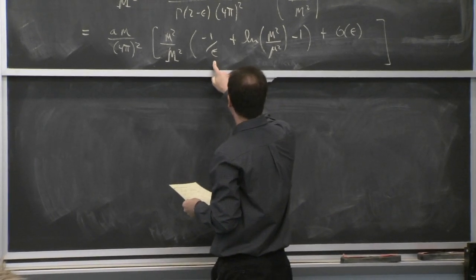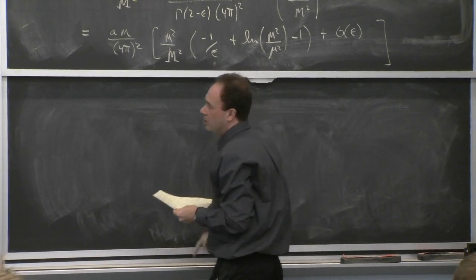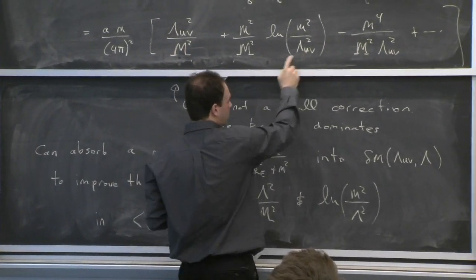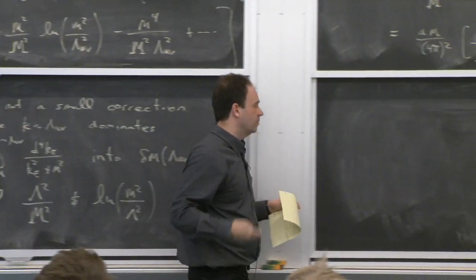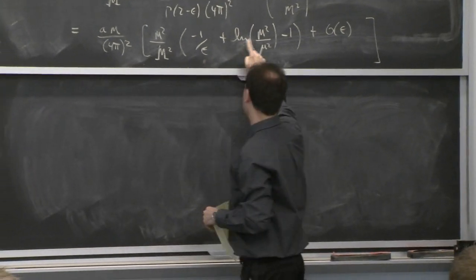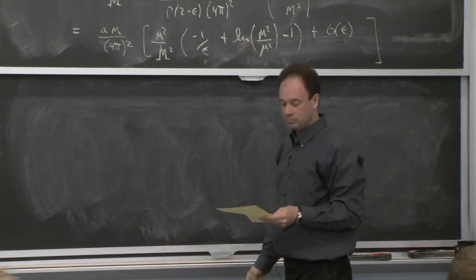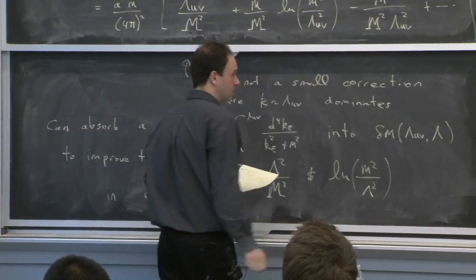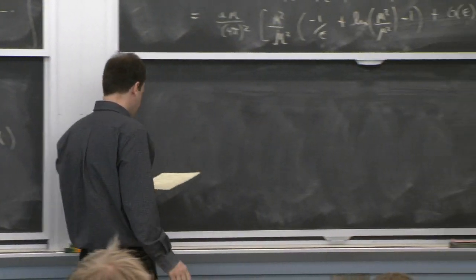This 1 over epsilon is related to the log divergence. And this thing here is a power divergence. So the 1 over epsilon is related to this log of lambda UV. You should think of log of lambda UV as going to 1 over epsilon plus log of mu squared. But we don't see the power divergence in dimensional regularization in MS bar.